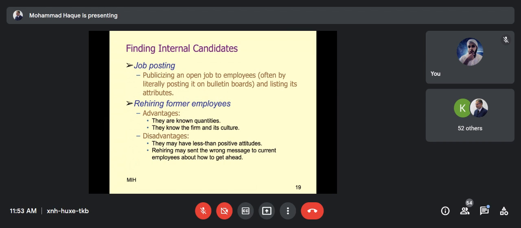They are known quantities, and they know the firm and its culture. So that is the advantage. But disadvantage is that they may have less than positive attitude towards the organization who laid them off earlier, and rehiring may send wrong messages to current employees about how to get ahead.